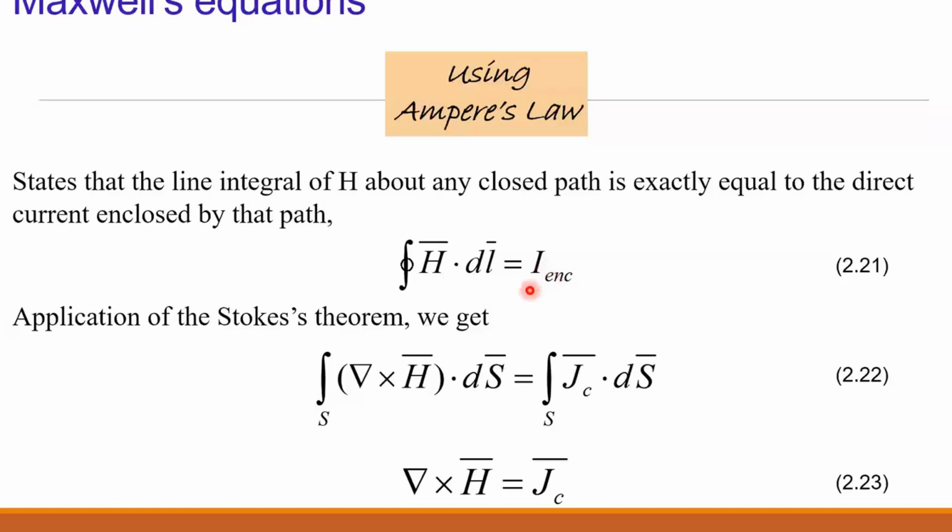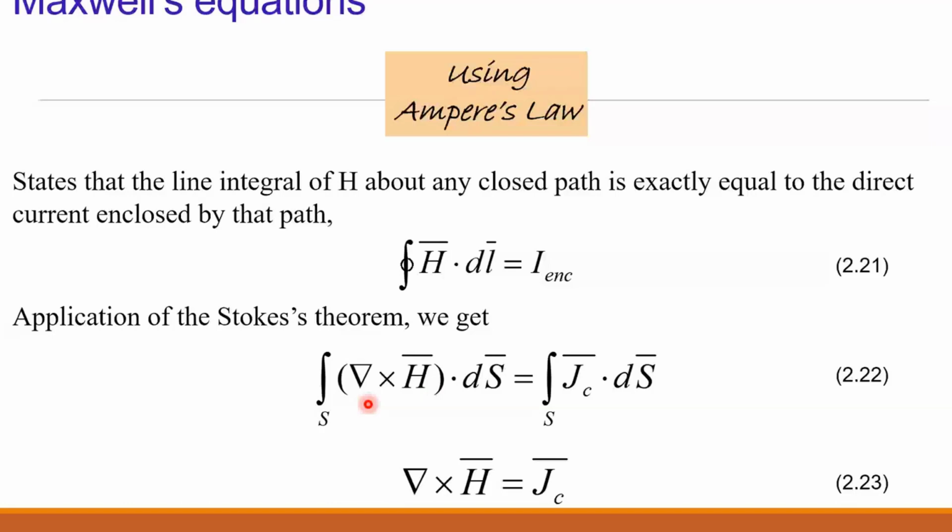So what does Stokes theorem say? Line integration is equal to surface integration. So let us move on. According to Stokes theorem, if I take the surface integration of del cross H bar dot dS bar, it is also equal to the surface integration of Jc, that is conduction current density, dot dS bar.